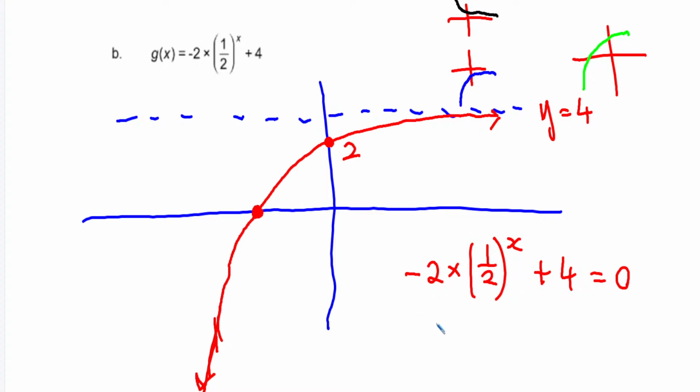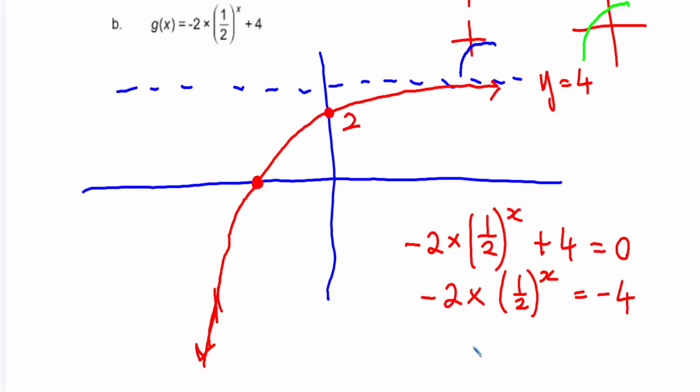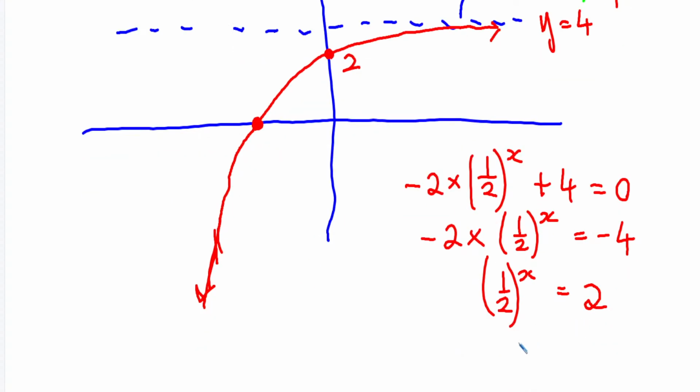I'm going to solve this equation. It's all about solving equations. That's where we started. Session 1 was on solving equations. I'm going to subtract 4 from both sides. I'm going to divide both sides by -2. I get a half to the x is actually equal to 2. All right. And this is an exponential function. I could take it and use log, but let's try and do it without a calculator.